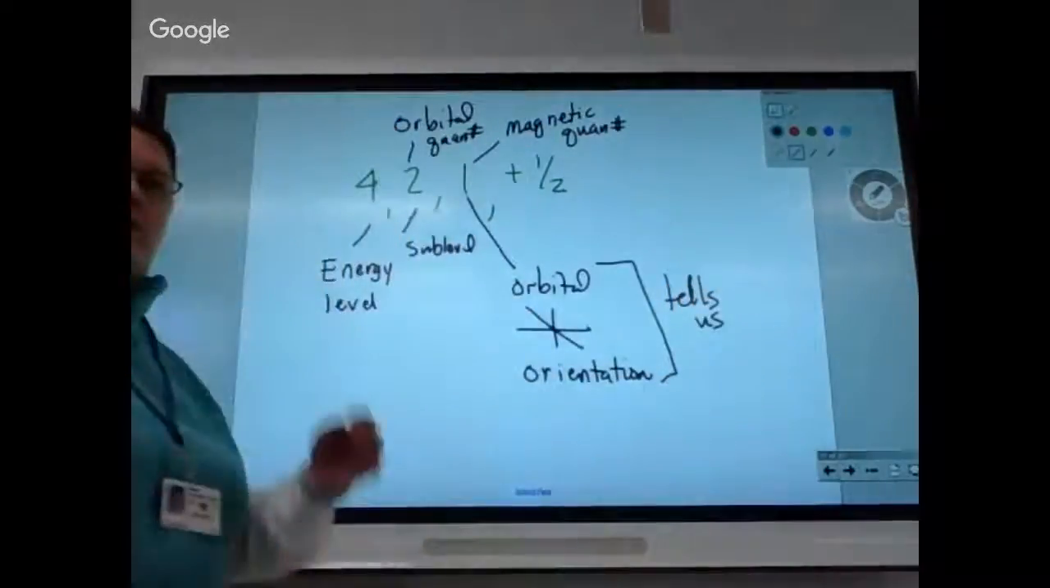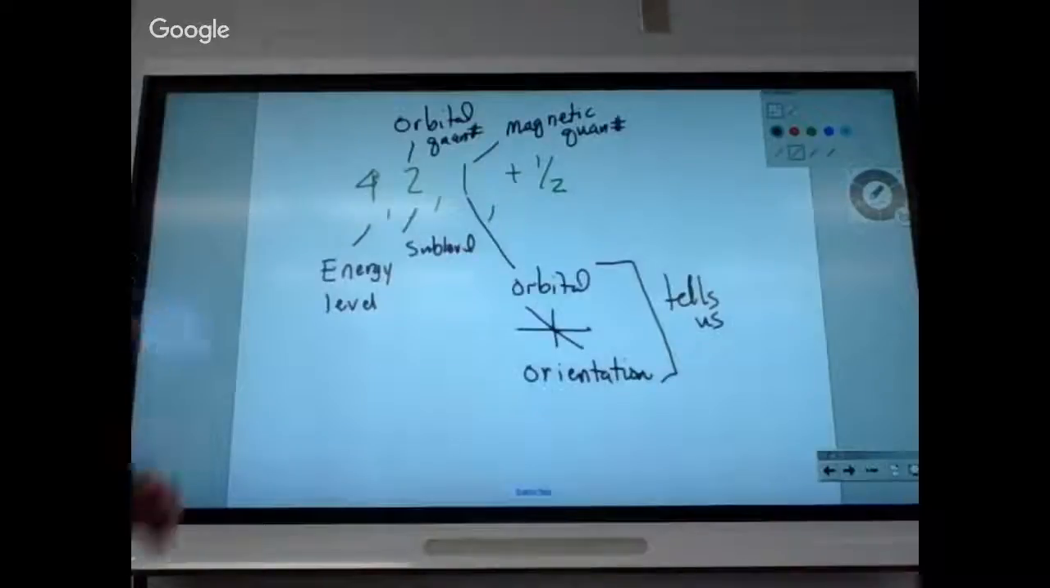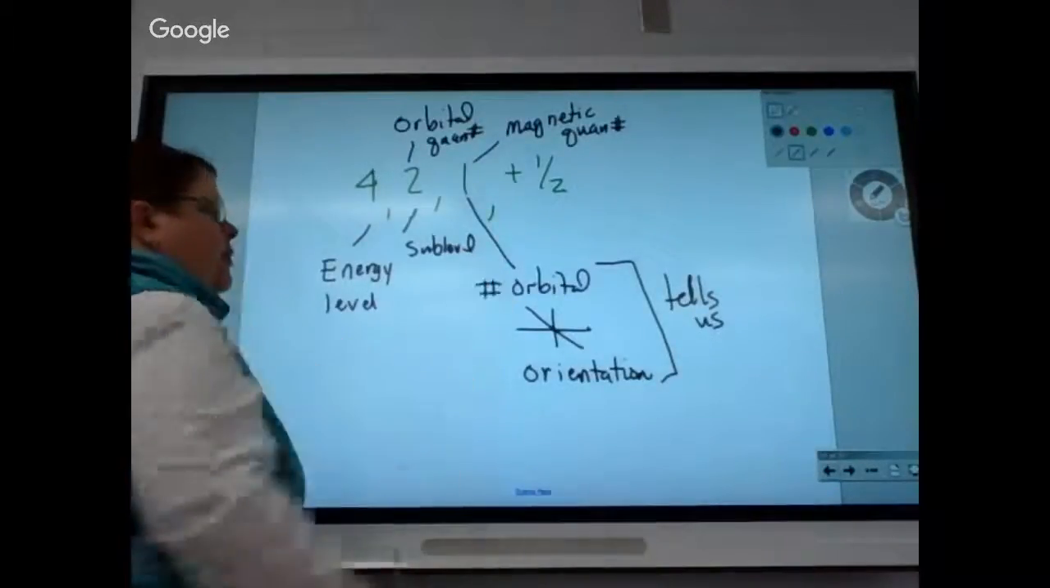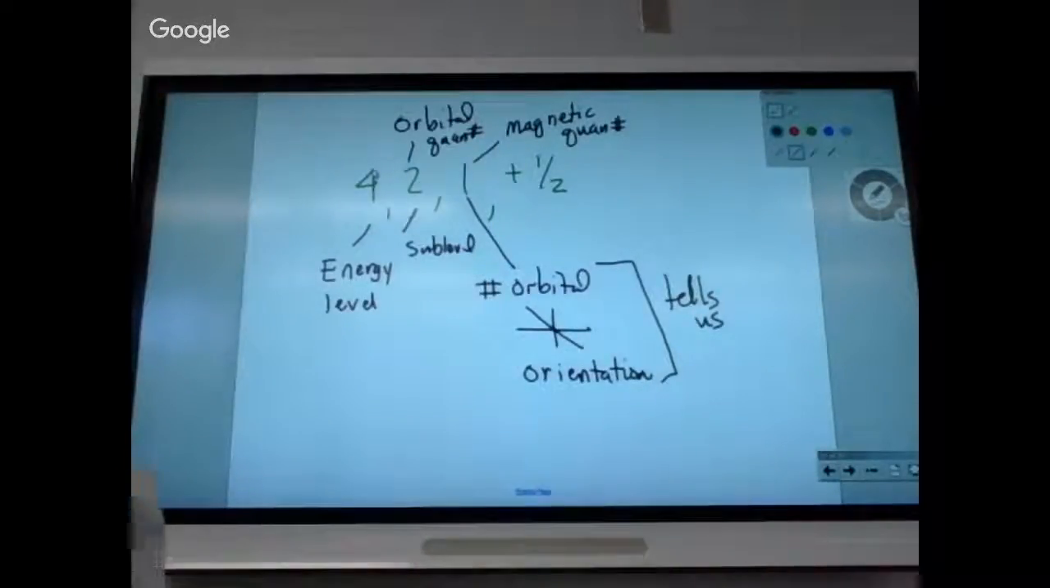It tells us the number of the orbital. It tells us which orbital. Which one of the 5? And it also tells us the shape of the orbital, sort of how it's oriented.